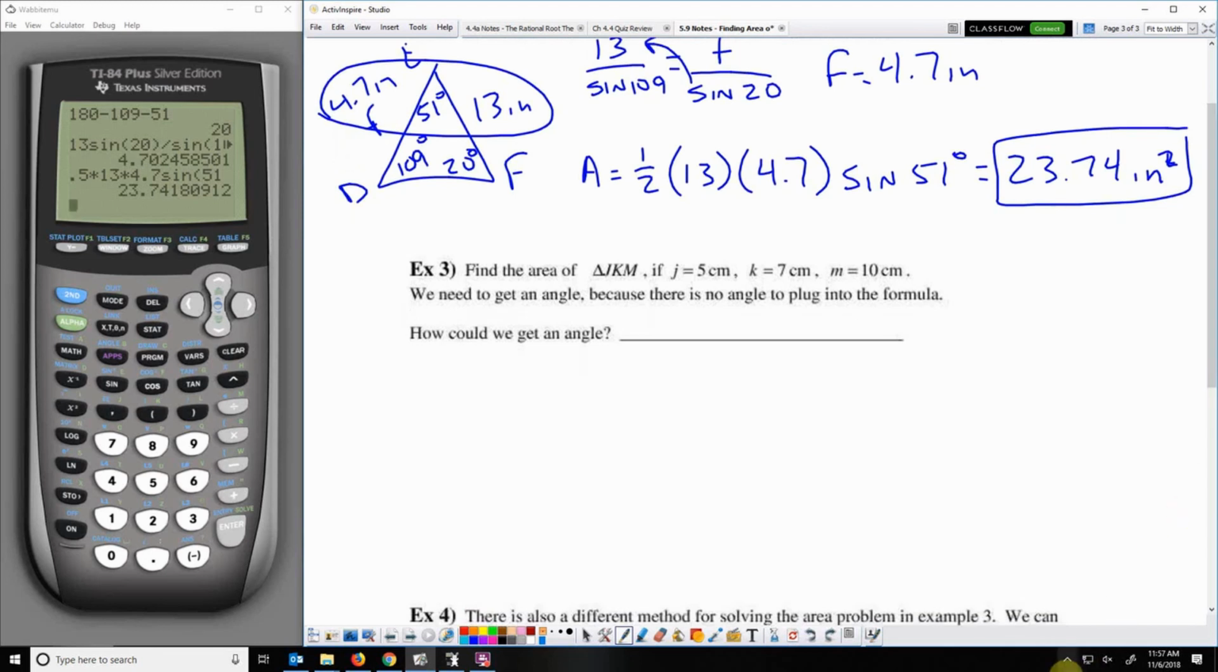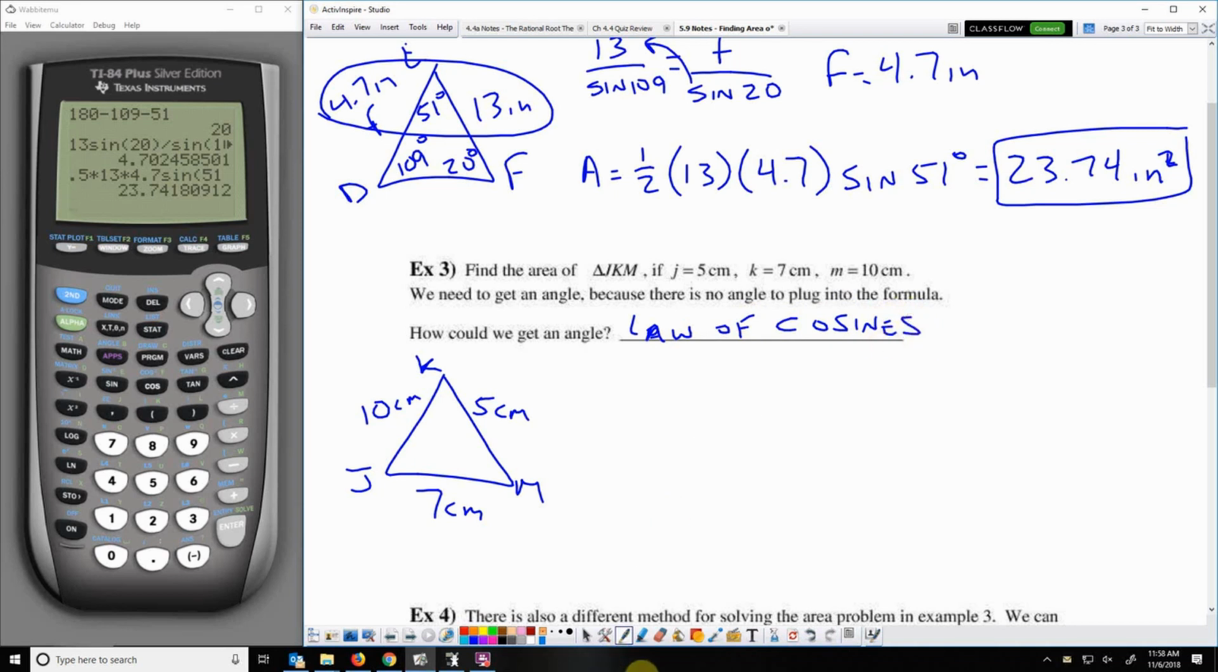Okay, so next we have a triangle JKM on which we're going to be given side, side, side. Side J, 5 centimeters. Side K, 7 centimeters, and side M 10 centimeters. Okay, so we do not have any angles. So we can't use this 1/2 AB sine C because we don't have an angle. But if I want an angle, how could I get one? I could get one using the law of cosines.